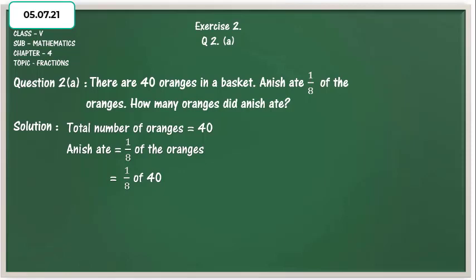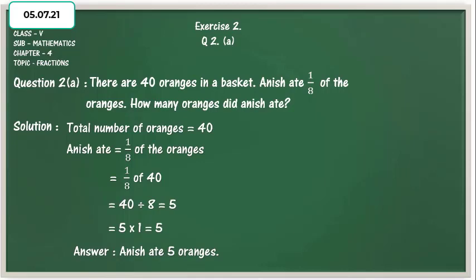So, as we did earlier, we will divide the whole number by the denominator. So 40 divided by 8 will give us 5. We will multiply the answer by the numerator. So 5 multiplied by 1 will give us 5. Therefore, Anish ate 5 oranges.